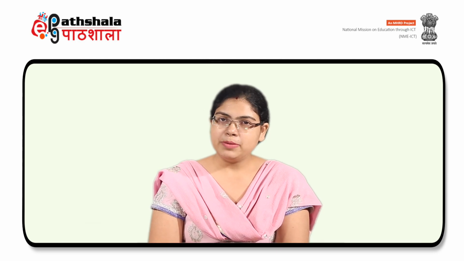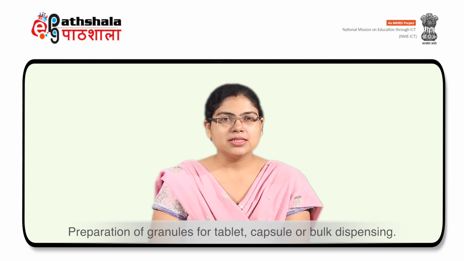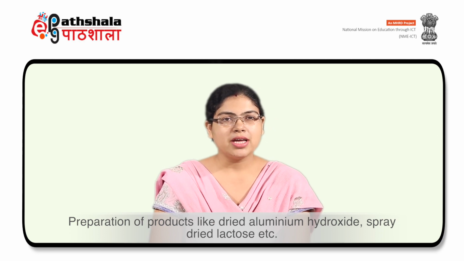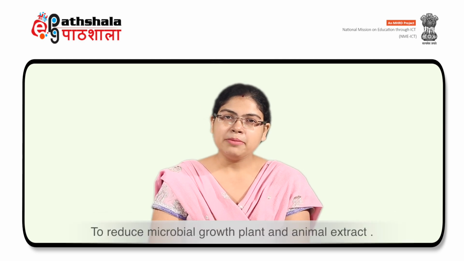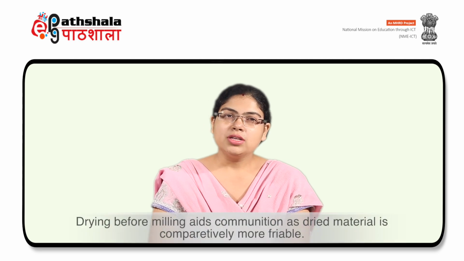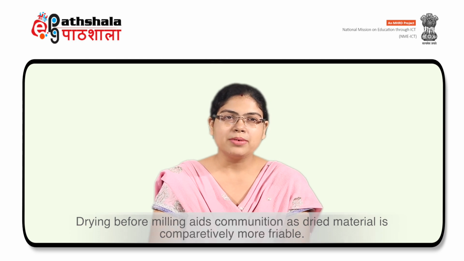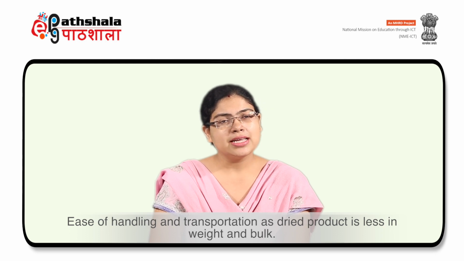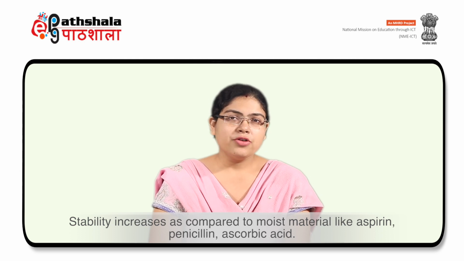Drying can serve the following purposes. First, preparation of granules for tablets, capsule or bulk dispensing. Second, it can be used for the preparation of products like dried aluminum hydroxide, spray dried lactose, etc. Third, it reduces the microbial growth in plant and animal extract. Fourth, drying before milling aids comminution as dried material is comparatively more friable. Fifth, the ease of handling and transportation as dried product is less in weight and bulk. With drying, stability increases as compared to the moist material, for example aspirin, penicillin, ascorbic acid, etc.